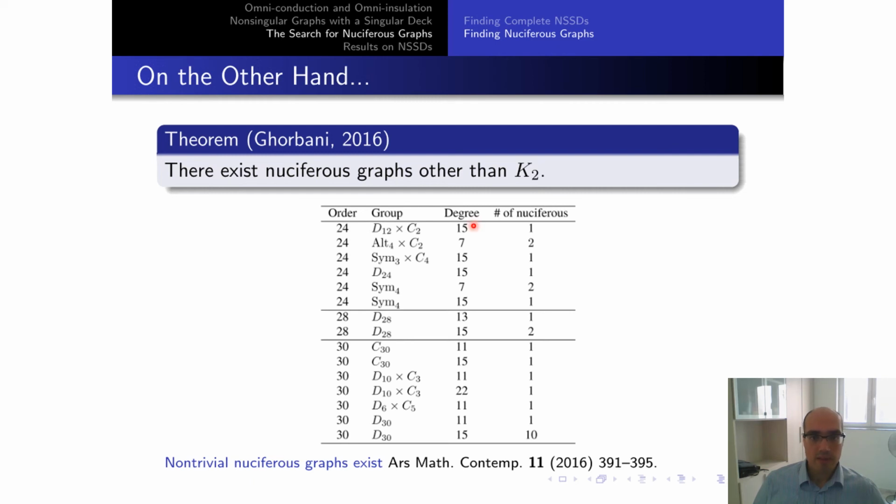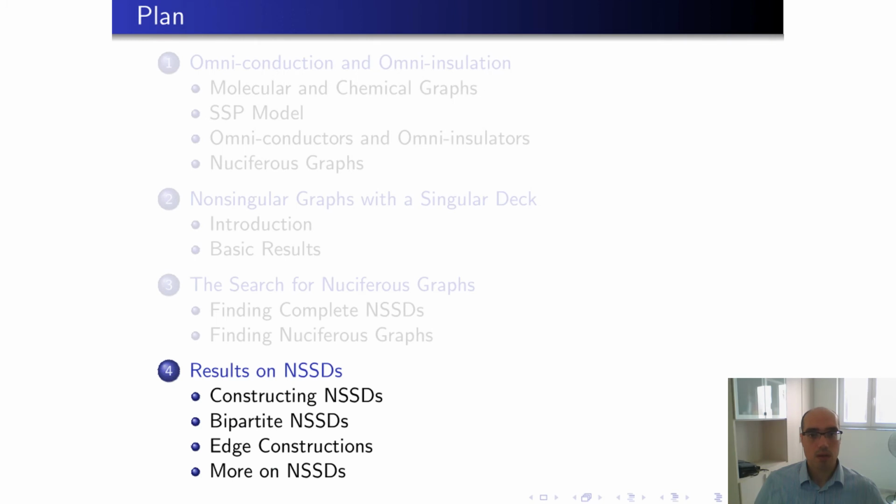Note, however, that all degrees here are all greater than 3. So this confirms that no chemical Nicephorus graph exists, but there are, in fact, examples of Nicephorus graphs that have degree greater than 3. So that settles that conjecture. The final part of the talk will be about NSSDs themselves.